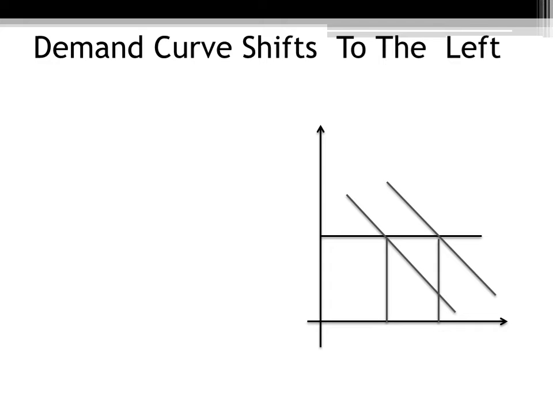The next situation, when demand curve shifts to the left. Price is marked on the y-axis, quantity is marked on the x-axis. DD is our demand curve and supply curve is parallel to x-axis. E is our equilibrium, where price is equal to minimum average cost, and the equilibrium quantity is Q.